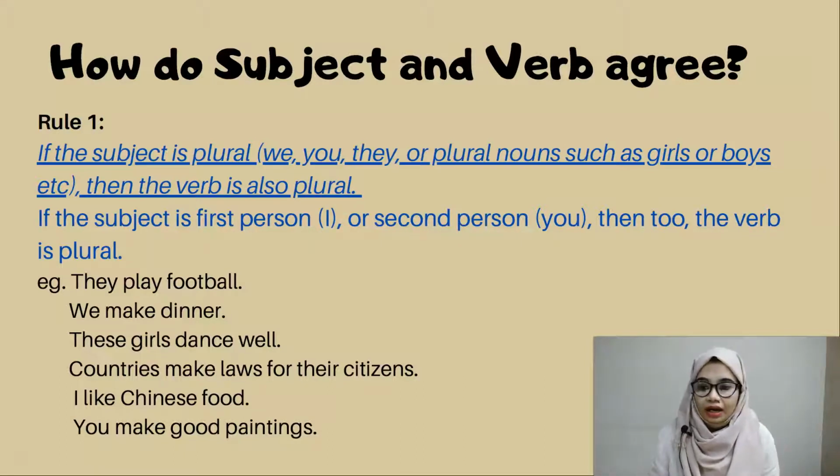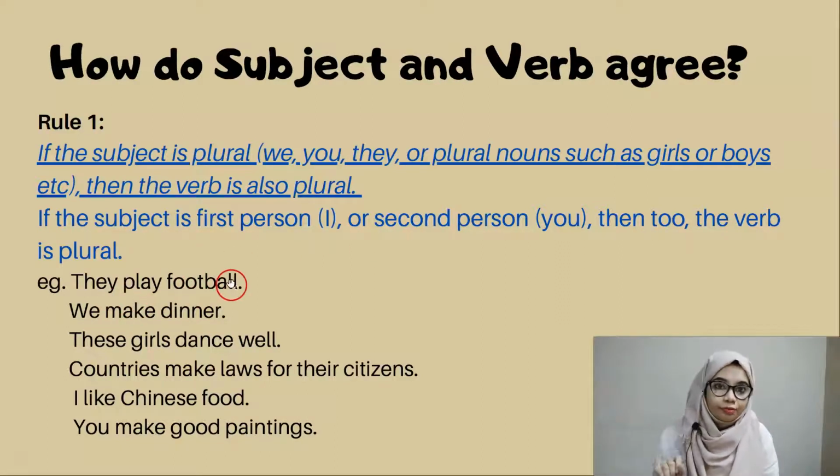Okay, but there are exceptions to this rule. You can call it exceptions or an extension to this rule. If the subject is first person or second person, even singular, first person as an I and second person singular you, then too the verb is plural. So in all of these situations, the verb will be plural. That means that the verb will not take an S.